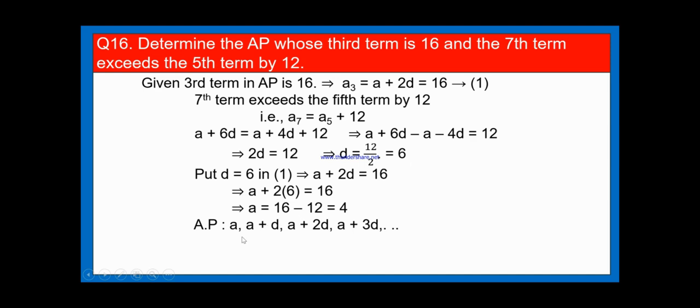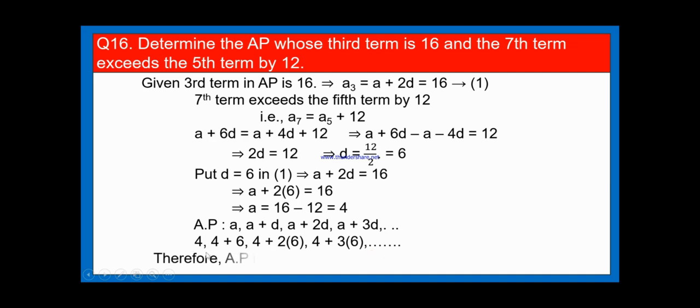Then the general form of the arithmetic progression is a, a plus d, a plus 2d, a plus 3d, and so on. Here substitute a value 4 and d value 6, so that a means 4. a plus d means 4 plus 6. a plus 2d means 4 plus 2 times 6. a plus 3d means 4 plus 3 times 6.